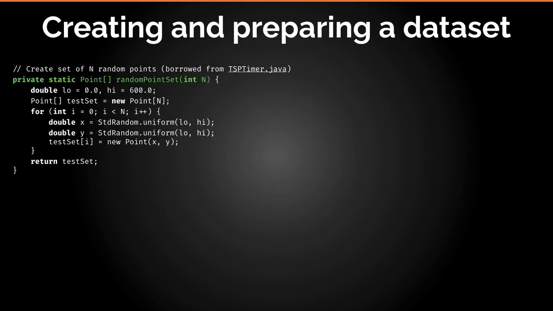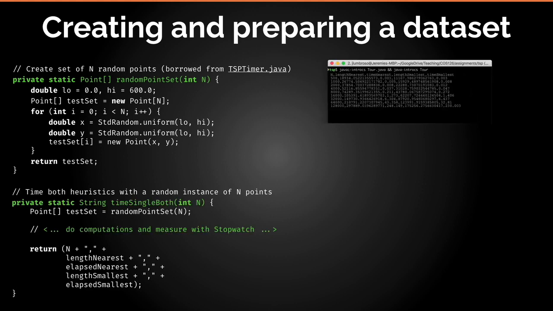So to create this data set, here is the method that you're going to be using. Create a set of n random points, time the processing of these n random points, and print out the results of the timing. And you're going to do that with 500 random points, then 1,000 random points, then 1,500 random points, and so on and so on. You're going to output this data as comma-separated values.